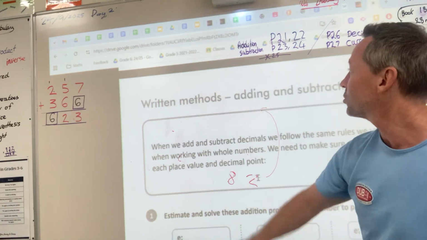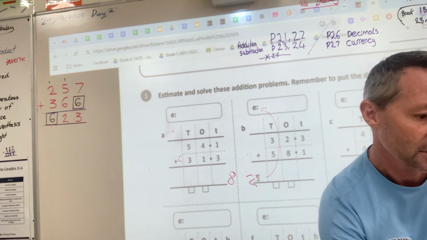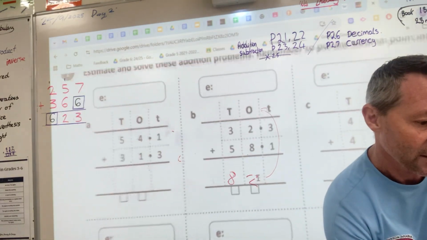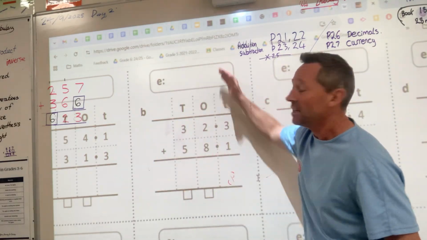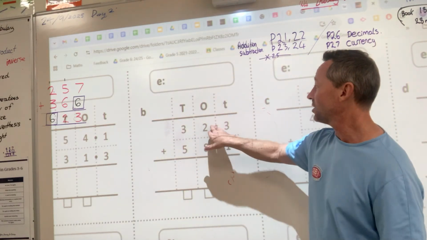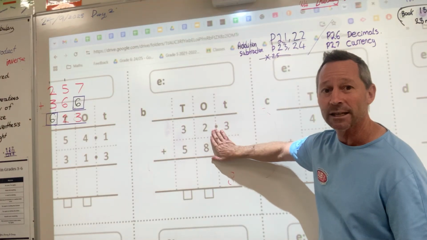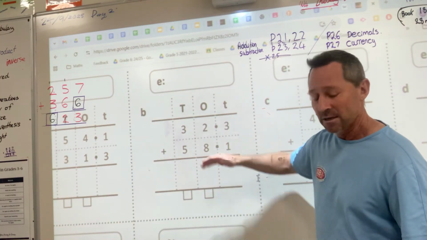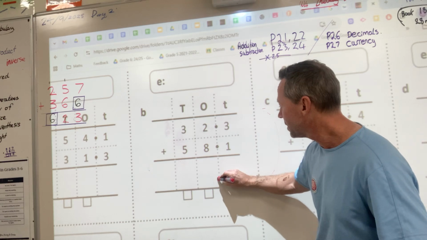Here, there's decimals on here. Oops, bring it up a bit. Decimals, as long as you keep the decimal in one place, you'll be fine. Let's just do this one here, for example. It's just the same as a normal 323 plus 581, but it's just decimals in there. Keep the decimal in there. Before you do anything, put the decimal point straight underneath. Okay?